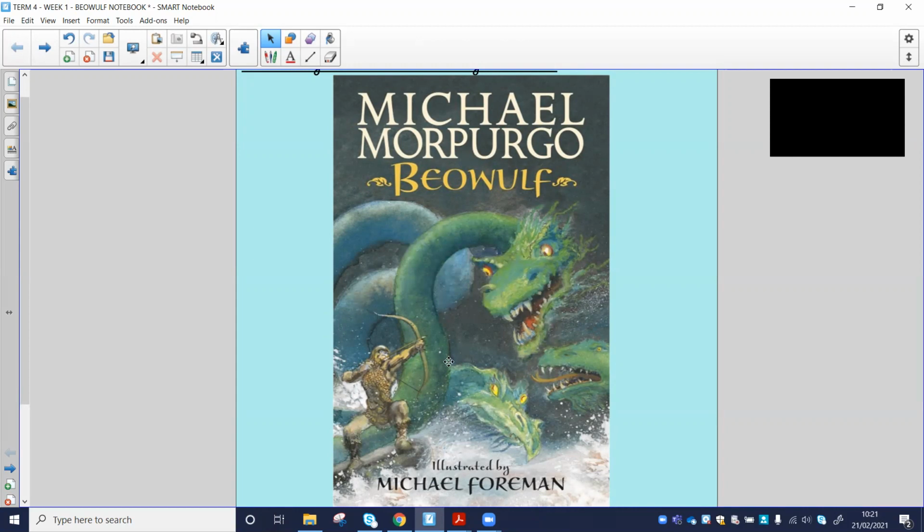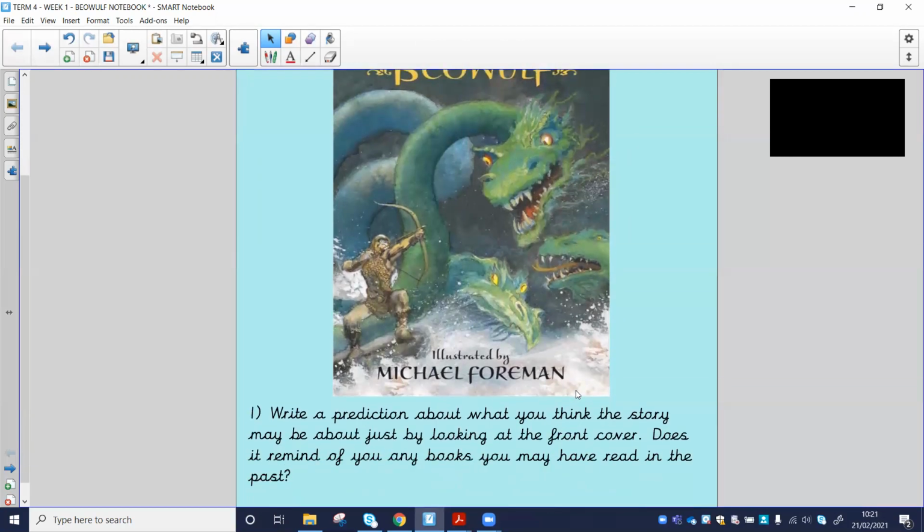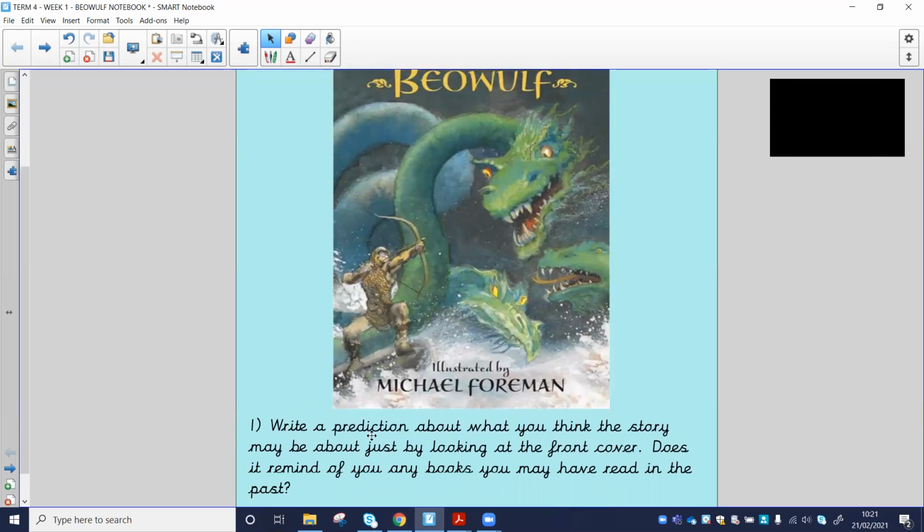So, having a look at this front cover, and I have written what I'm going to say down here as well. The first thing you need to do is, by looking at the front cover, write a prediction about what you think the story may be about, but only looking at that front cover. So what can you see in here? We can see that there's a person here. They've got a bow and arrow. It looks like they might be wearing armor of some sort. What else do you think about this person? Do they look strong? Do they look weak? If they're holding a bow and arrow, what sort of person might they be?